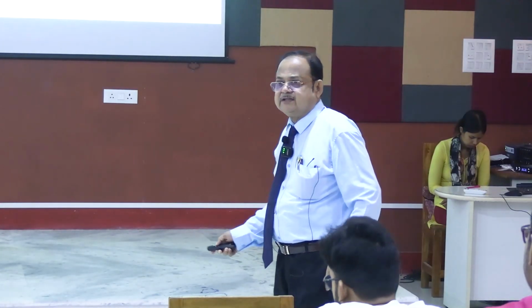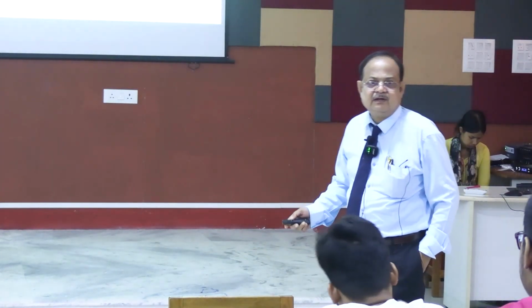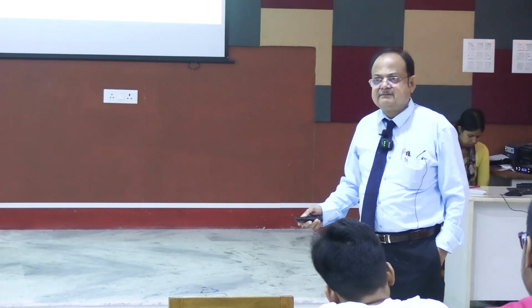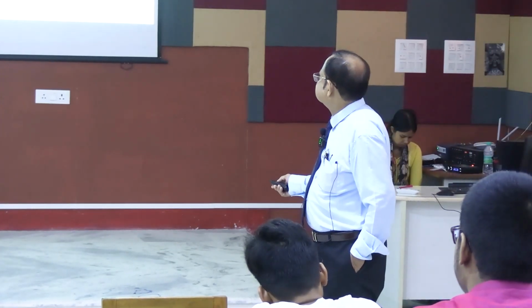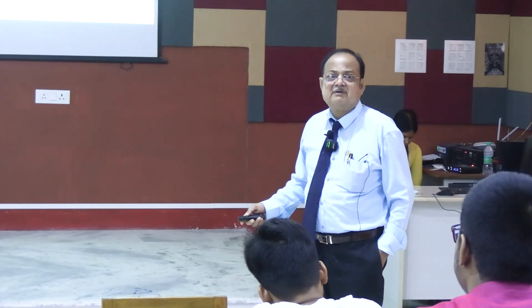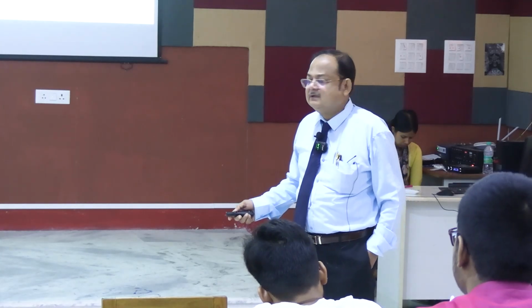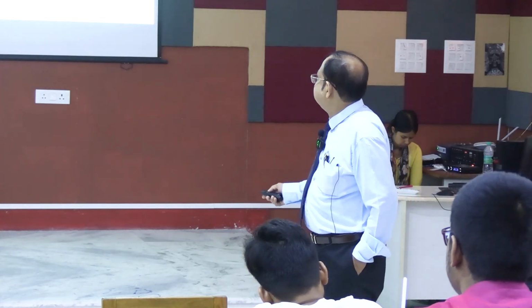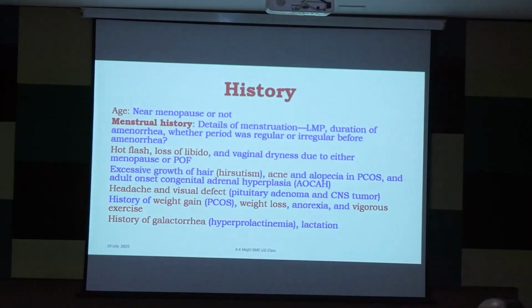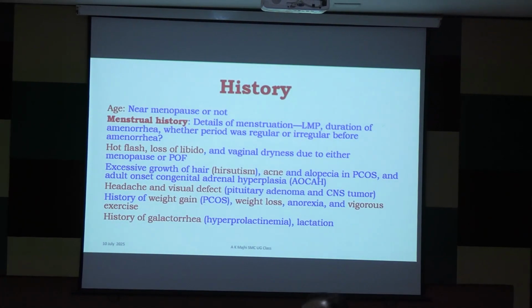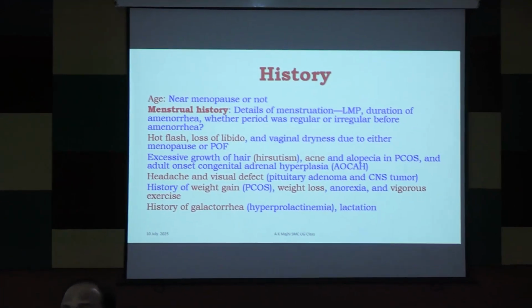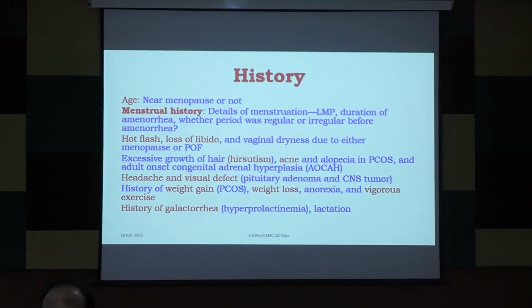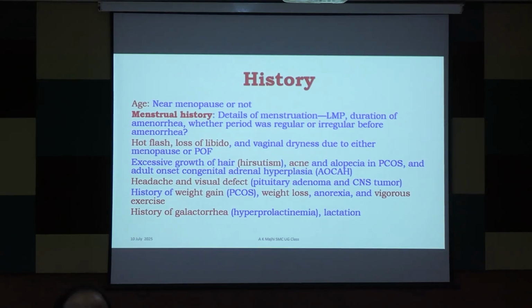Now evaluation, how you will do it: history taking, clinical examination and investigation, like any clinical case. In history taking, age: near menopausal age, you may think it may be menopausal or perimenopausal. Menstrual history, details of the amenorrhea. You take the menstrual calendar, and invariably the patient will not be able to give you the menstrual calendar. On that day she has come, you write down the menstrual calendar.